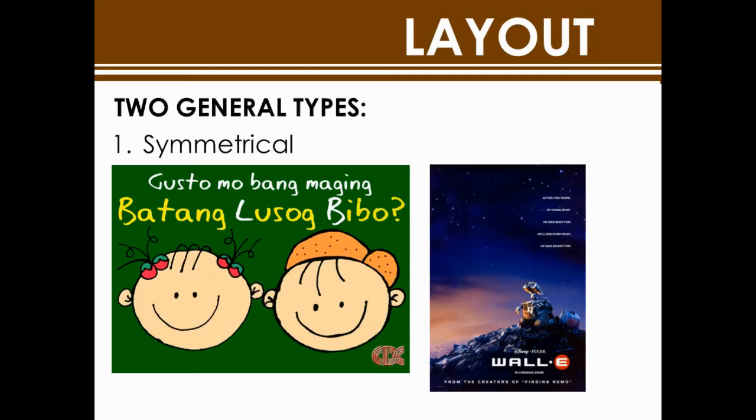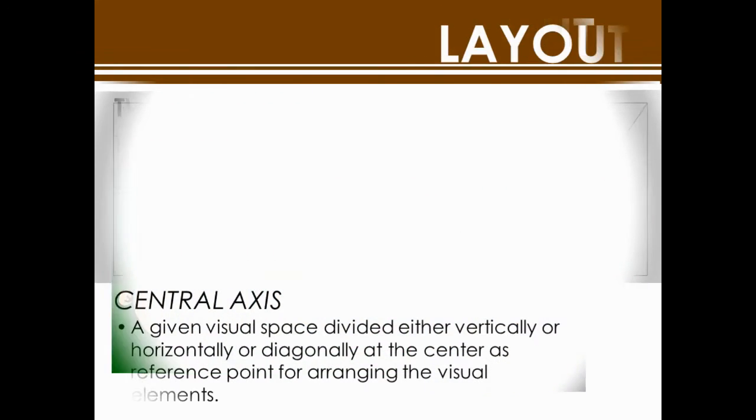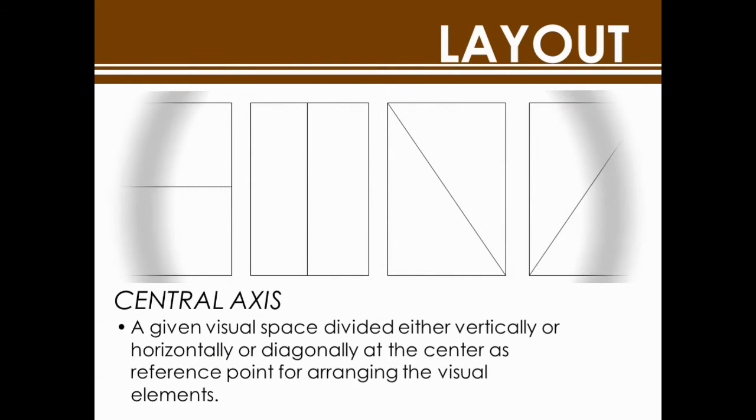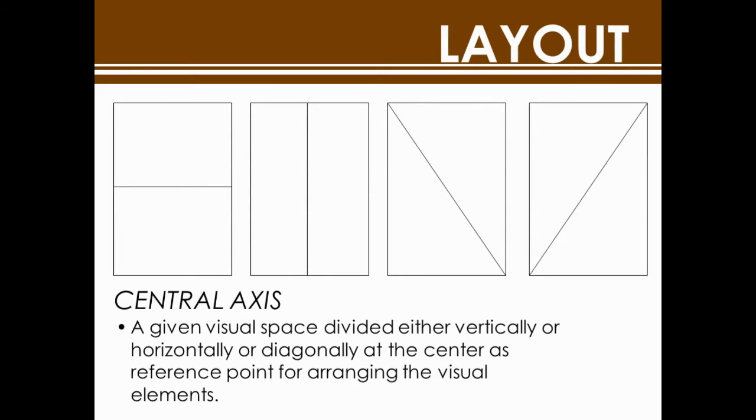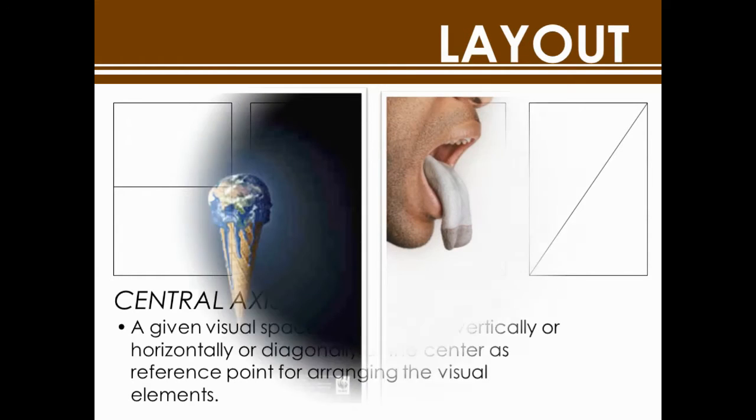The second general type of layout is called asymmetrical or informal layout. In this layout, visual elements are distributed on an uneven weight in a given space. Aside from these two general types, there are also other ways to arrange the elements. First, we can also use the central axis layout. In this layout, divide the space either vertically, horizontally, or diagonally with one line and place the visual elements along the axis. Here are some examples.